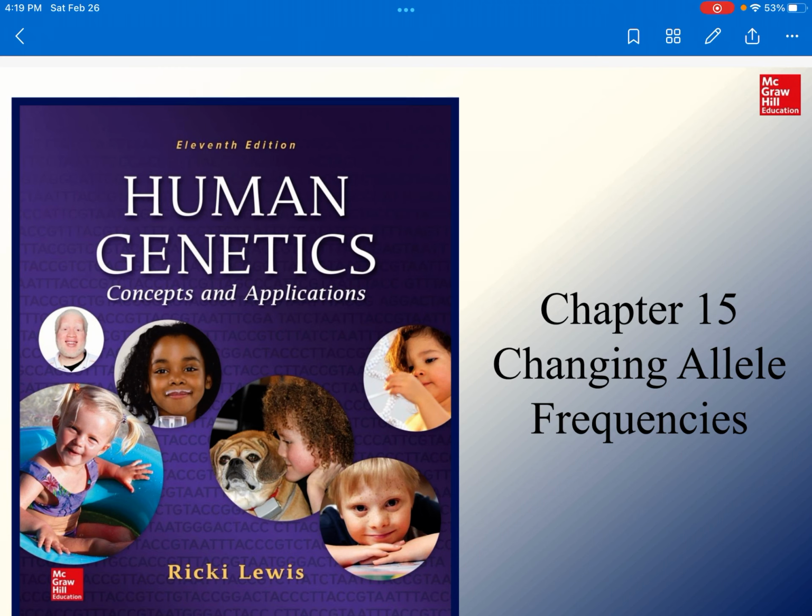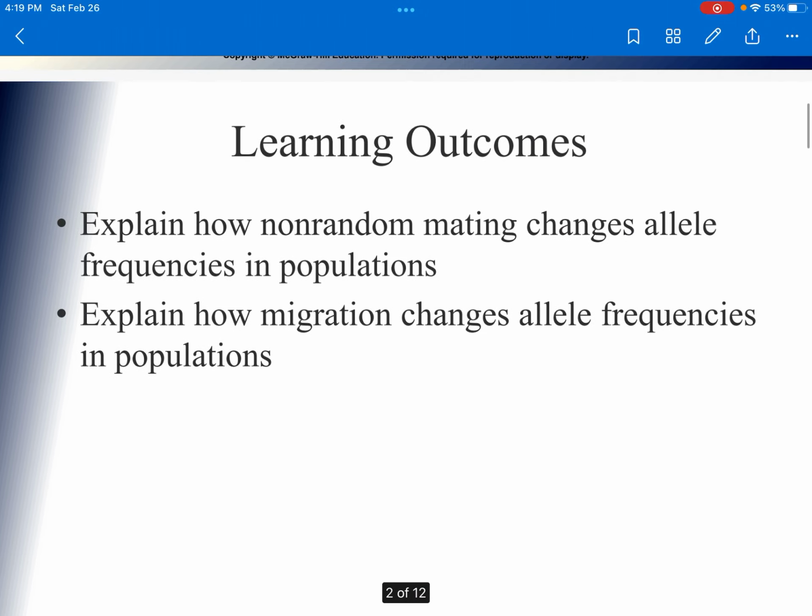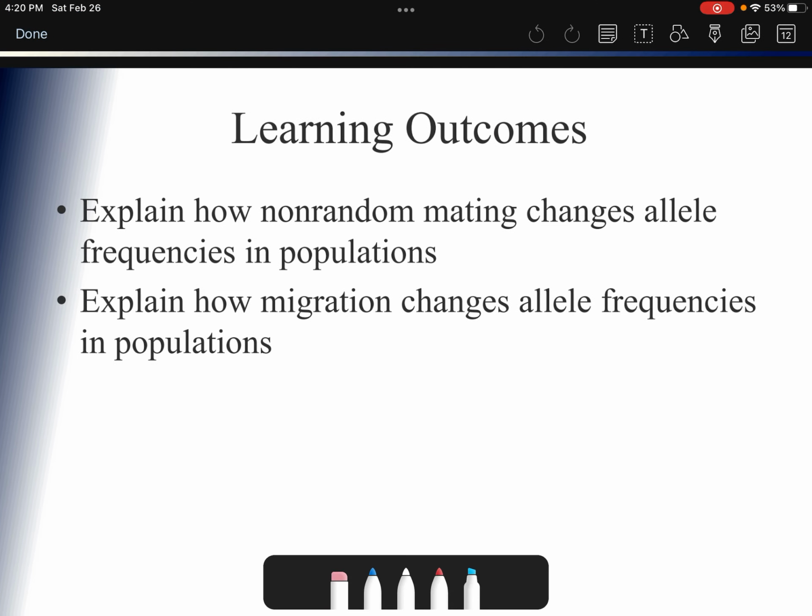So what we're going to focus on in this chapter is those five factors that change allele frequencies, and we're going to talk about them in a little bit more detail. So the first two we're going to talk about in this section of notes are non-random mating and migration, and how they change allele frequencies.